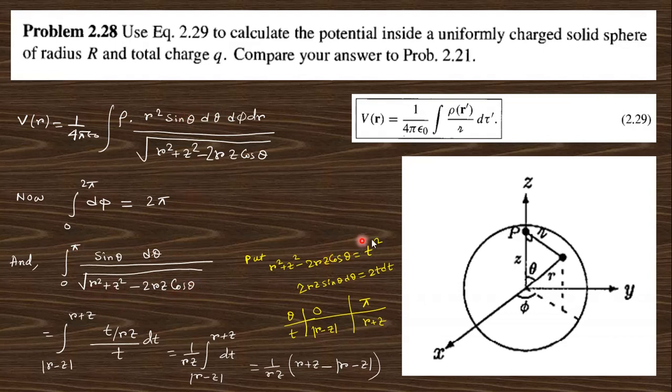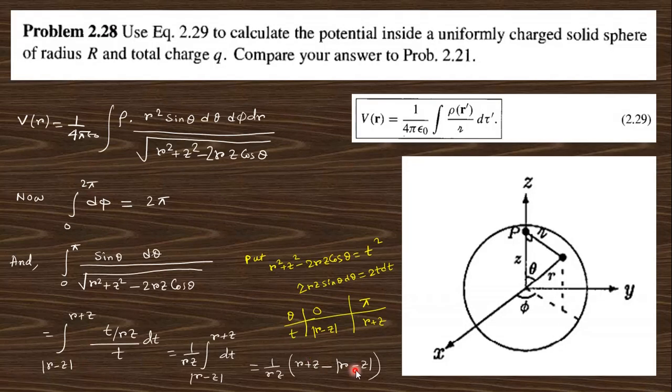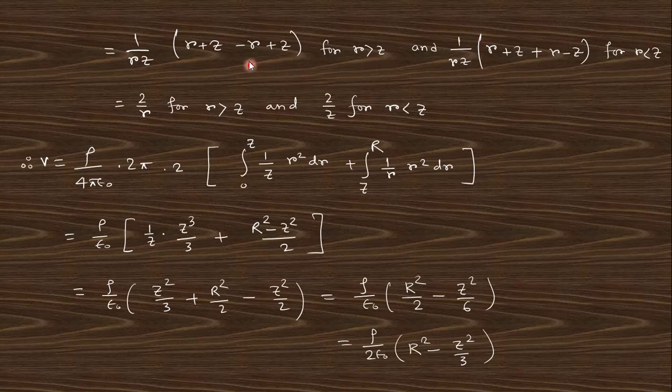If you take this as t squared and change the limits, you will get the mod of r minus z, because there is a square, and r can be greater than z or less than z. That's why I take the mod of this. So you will get this expression, and there are two possibilities. If r is greater than z, this is r minus z. If r is less than z, this is z minus r. So for r greater than z, r minus z, you will get 2 by r, and for r less than z, z minus r, you will get 2 by z.